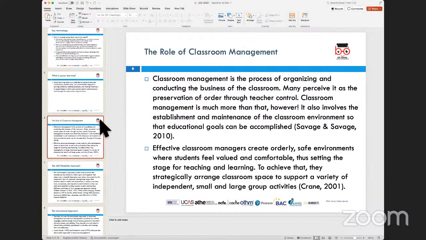Now, the most important part we have to look at is the importance of group learning in a classroom based environment. Here, the process of organizing and conducting the business of the classroom is something which the teacher would manage.